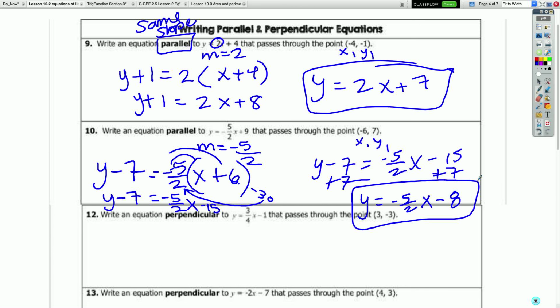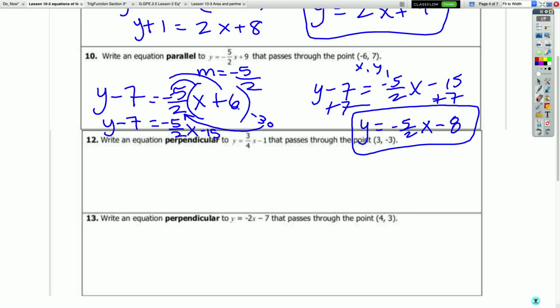Okay, you have one last one to do. Oh, just kidding. No, you don't. We have 2, and they're different. Sorry. So the next ones are what?